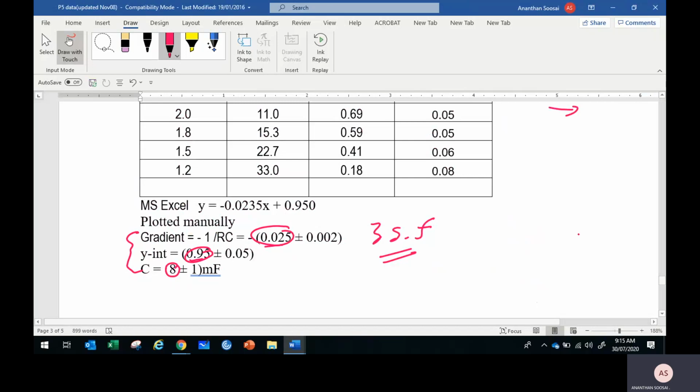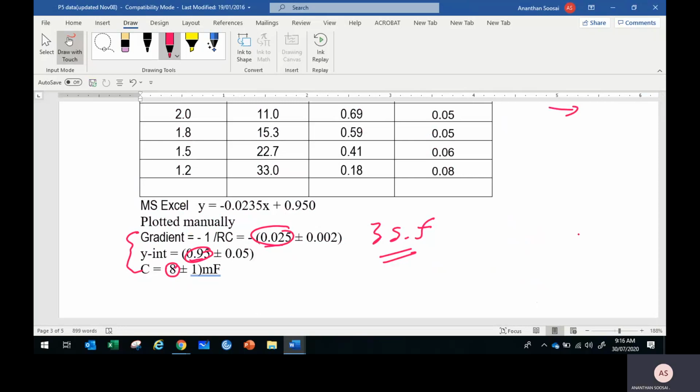Your gradient, what unit? You plot ln V versus time, right? The gradient is per second. Your R is in ohms. So then your C will be in farad, F. Here they converted to millifarad. Farad, how much do you get?